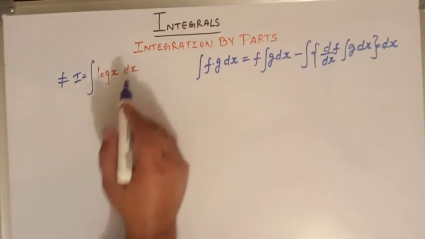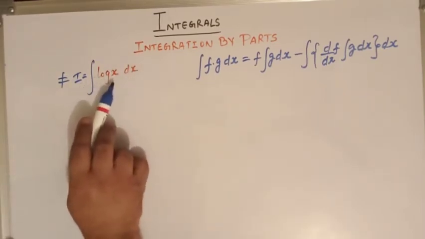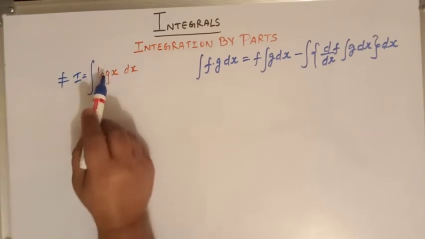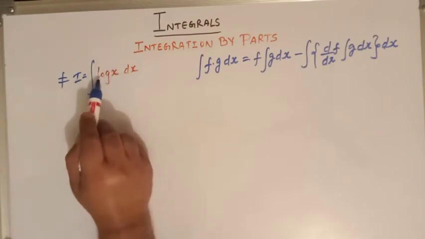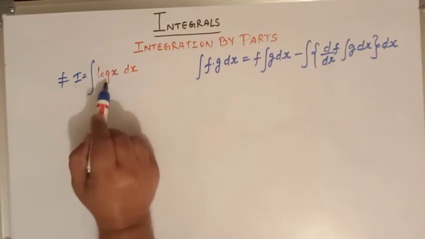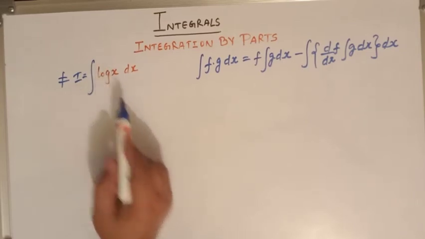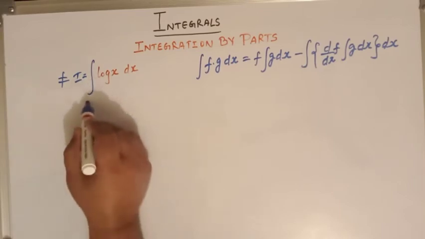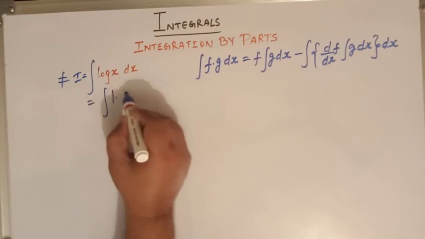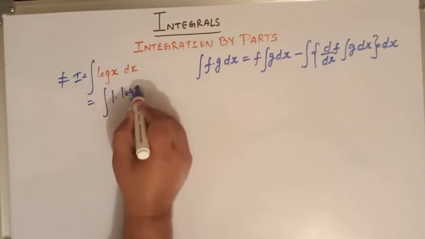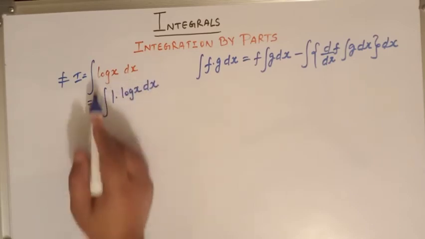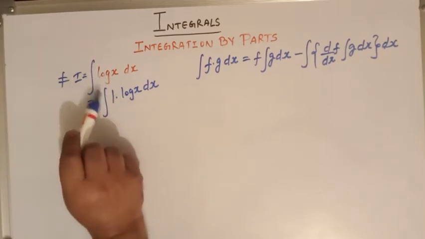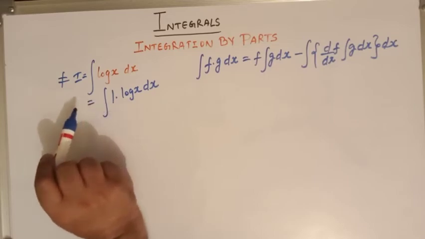Now let us solve the integral of log x. Here we see that we have only one function. So when we are given only one function, as in this case the function log of x, the second function is to be taken as 1. Clear? So we write this integral as 1 multiplied by log x. So whenever we have one function, we take 1 as the second function.